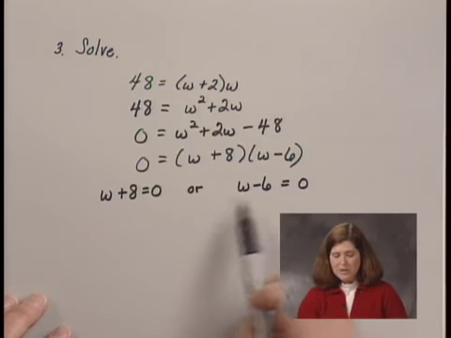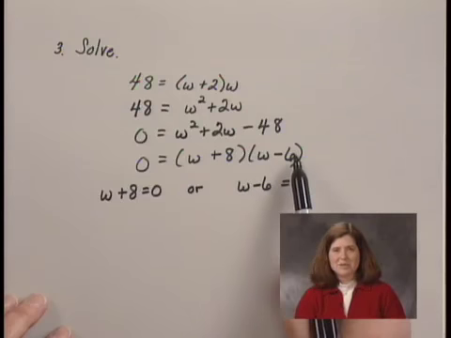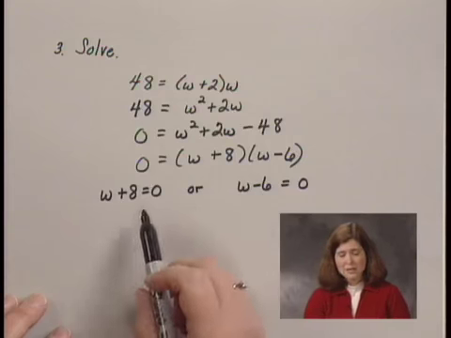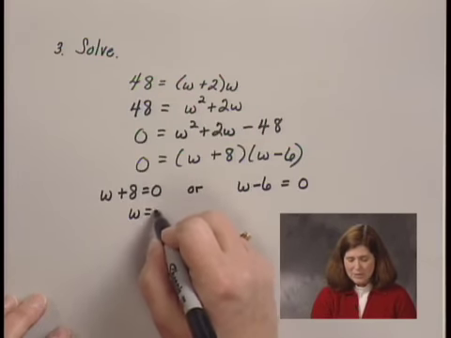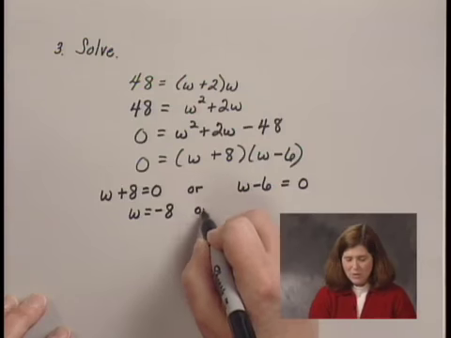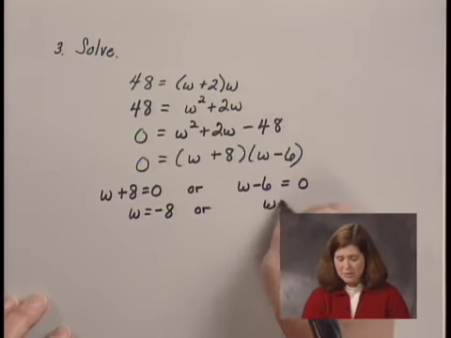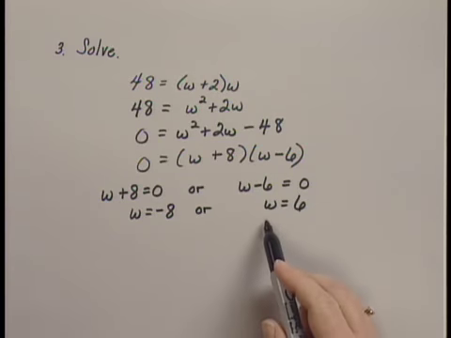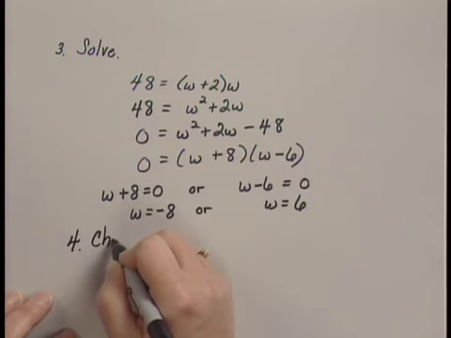And be careful about doing this in your head, especially when you're under pressure, because sometimes you get the signs mixed up, even something as simple as this. Go ahead and take the time to write them out and solve for W, subtracting 8 from both sides of W plus 8 equals 0, W equals negative 8, or over here adding 6 to both sides, W equals 6. Now these are the things we're going to check. So step 4 is to check.